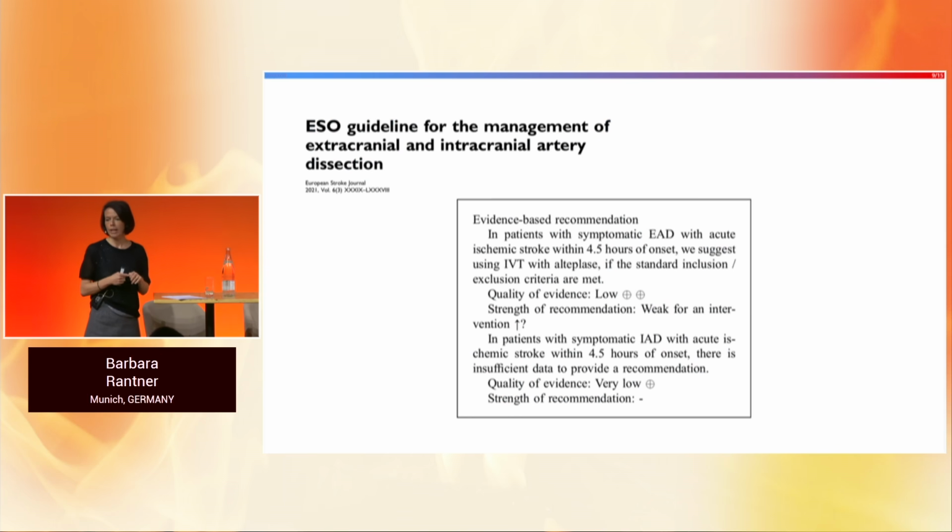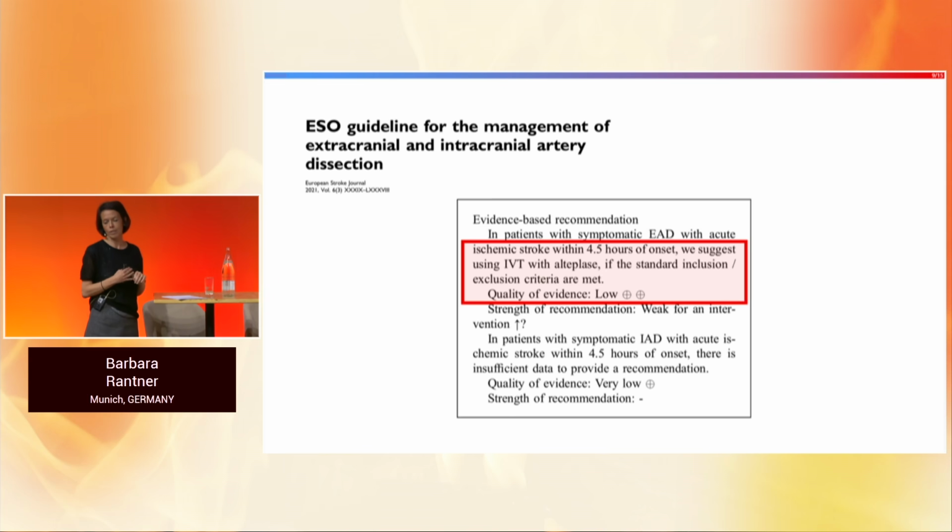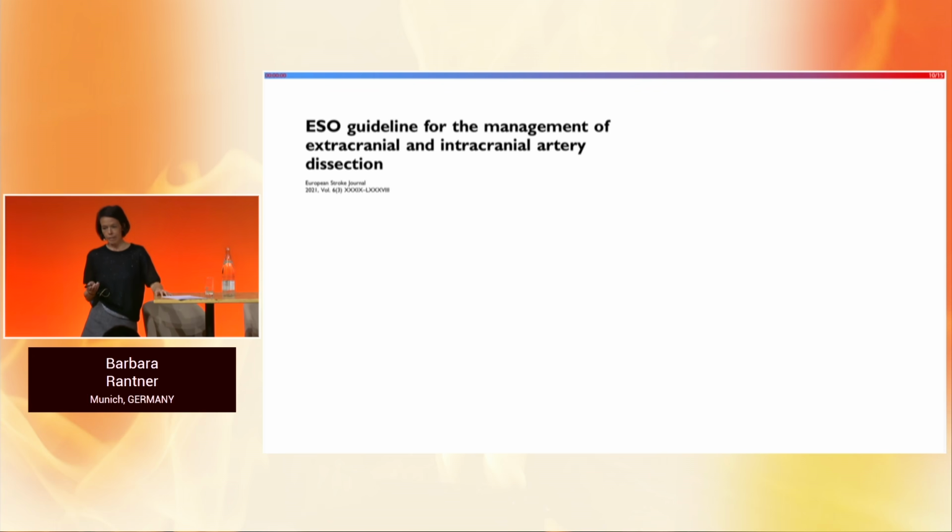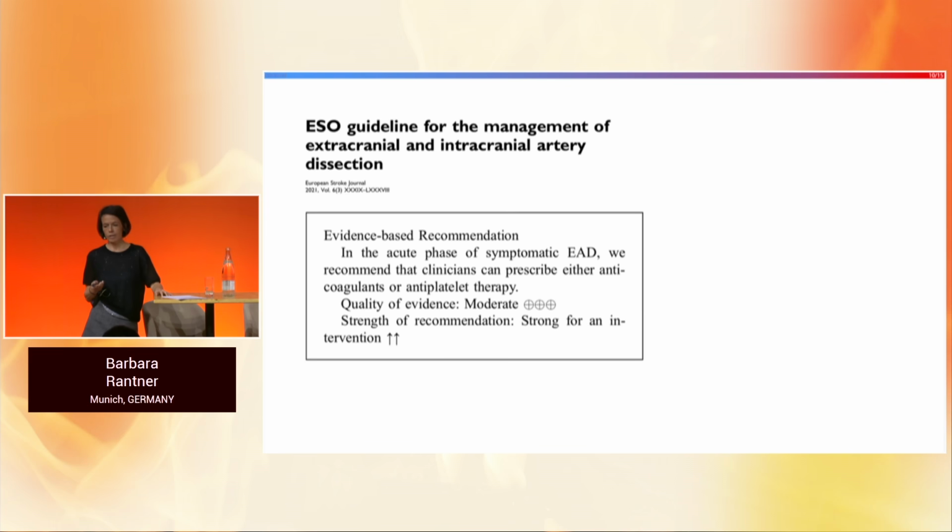As I said, the evidence is fairly low. The ESO guideline on this extra to intracranial artery dissection chapter is also from 2021. I think it might be updated fairly soon. And this is what I just mentioned also there. If you see a patient with an extracranial carotid dissection in this classical time frame of 4.5 hours of symptom onset, then it's recommended with low evidence level to put him under thrombolysis and see if that brings some relief, if standard inclusion and exclusion criteria are met.